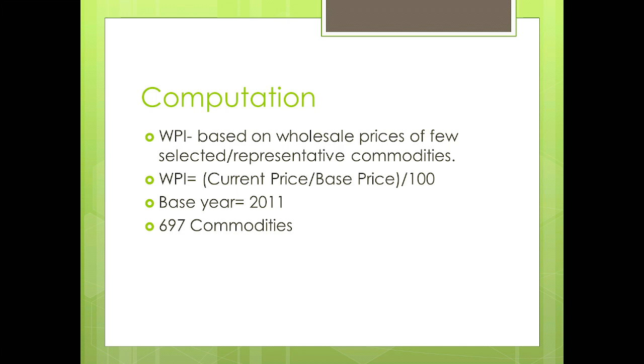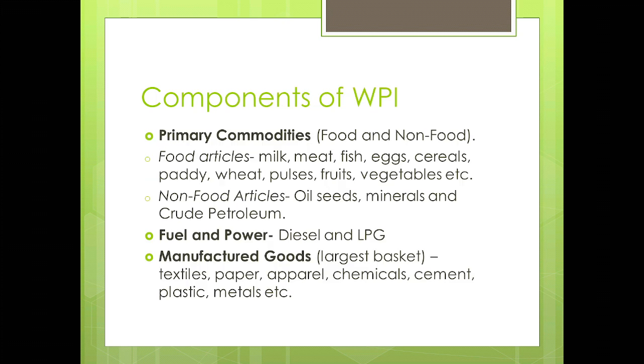So remember, in this index there are 697 commodities. Now, which are those commodities? There are three categories of commodities which are included in WPI. First one is the primary commodities. The primary commodities include food and non-food items. Food items include milk, meat, fish, eggs, cereals, paddy, wheat, pulses, fruits, vegetables, etc. Whereas under non-food articles, we have oilseeds, minerals, and crude petroleum.